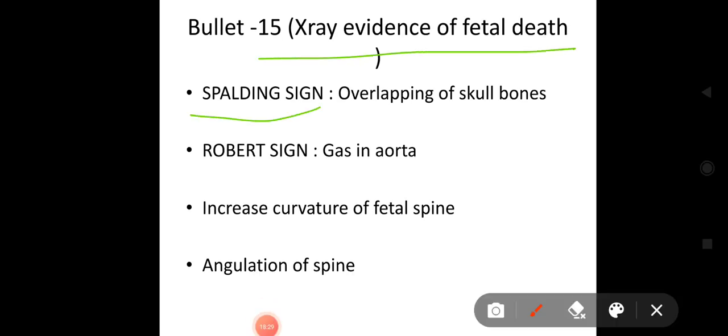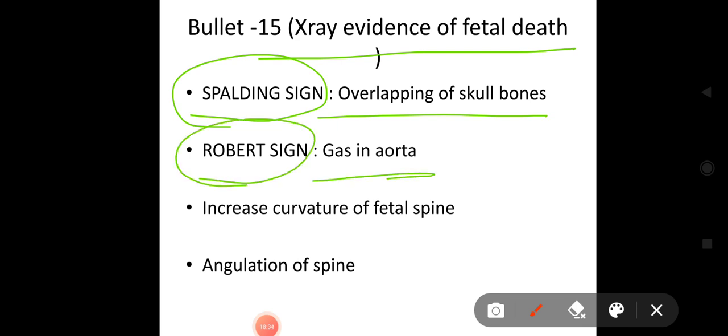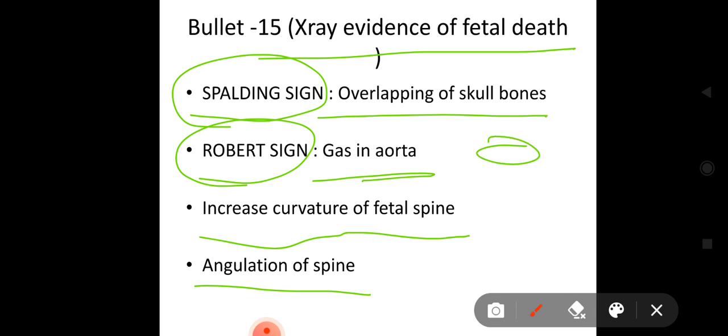Now X-ray evidence of fetal death. What are these important signs? Spalding sign: overlapping of skull bones. Roberts sign is gas in the aorta. Increased curvature of the fetal spine can be seen, and angulation of the spine can be seen. So all these MCQ questions have been asked in previous year exams, in many medical entrance exams. So Spalding sign, overlapping of skull bones. Roberts sign is gas in the aorta.